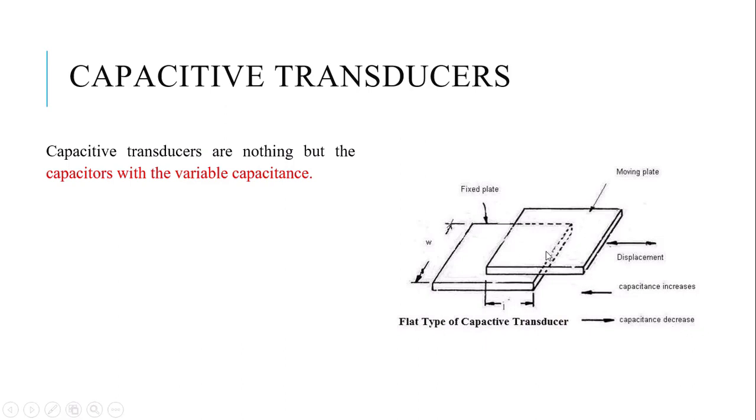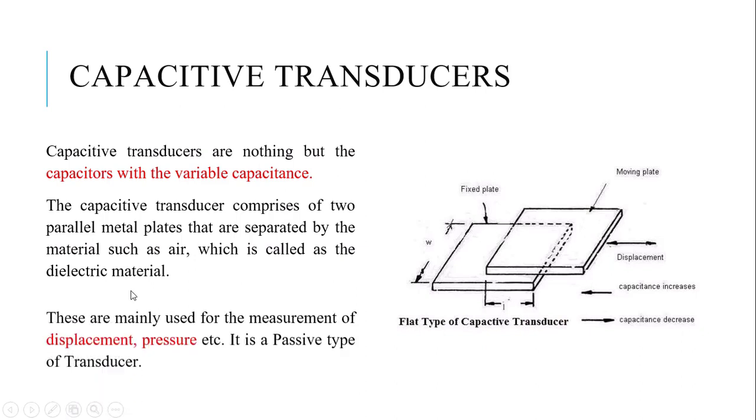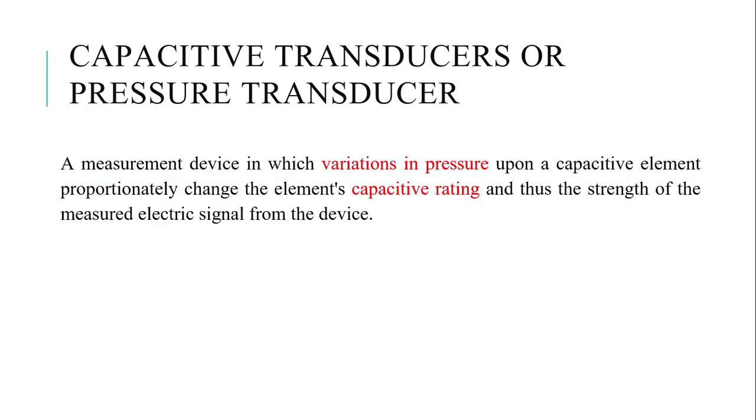So this can be used in various positions, like two parallel metal plates separated by a material such as air, which is called a dielectric material. Correct? These are mainly used for the measurement of displacement and pressure. Your pressure can be easily measured by the capacitive transducer, because the movement or displacement of the plate will change the capacitance. So depending upon that property, we can make the capacitive transducer.